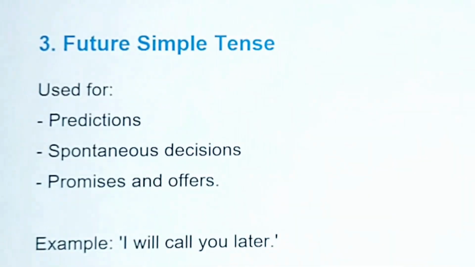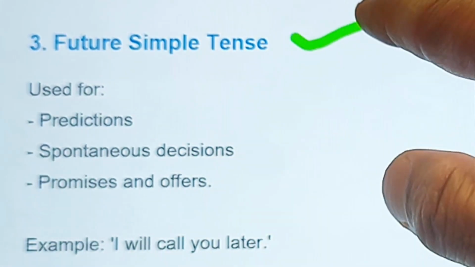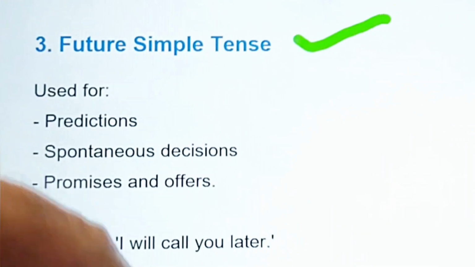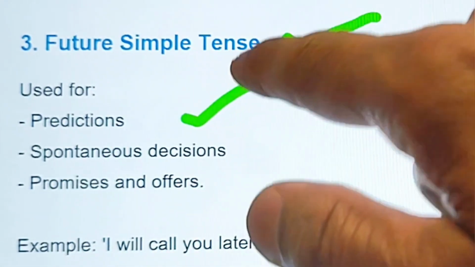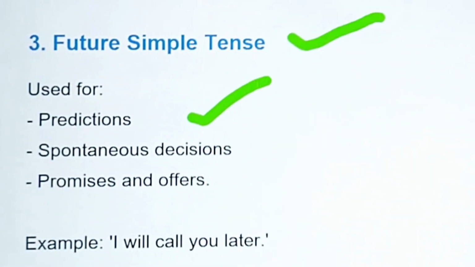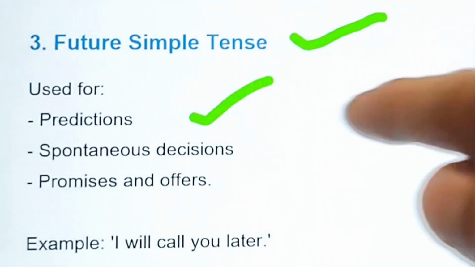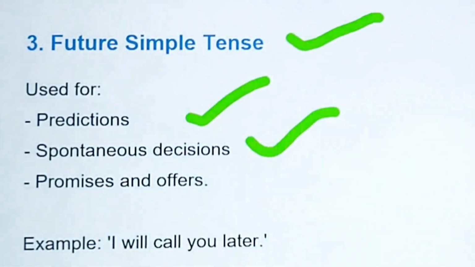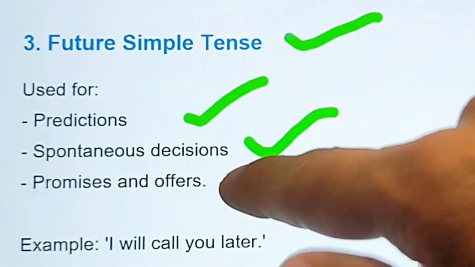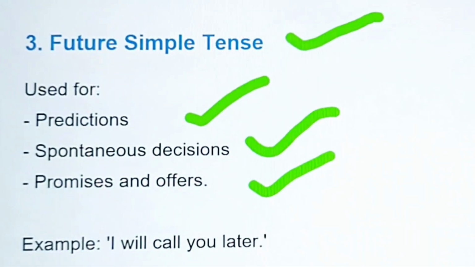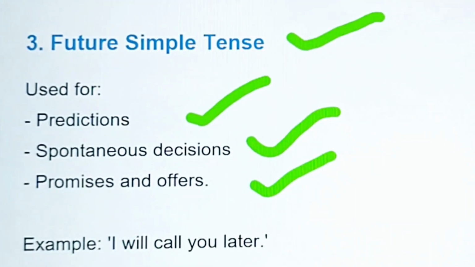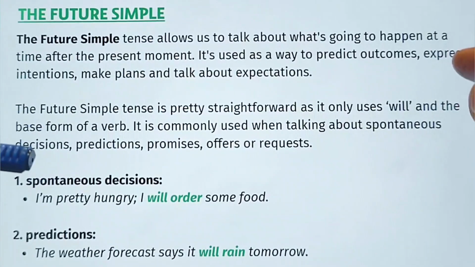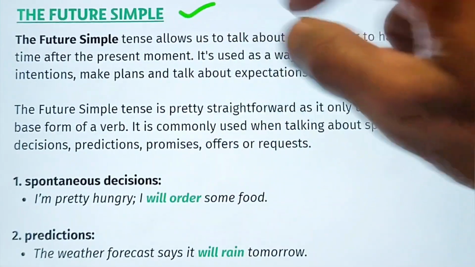The next tense here is future simple tense. So future simple tense we use for prediction, spontaneous decisions, and promises and offers. For example, I will call you later. So this is the example for future simple tense. Let's go into further detail about the future simple tense.